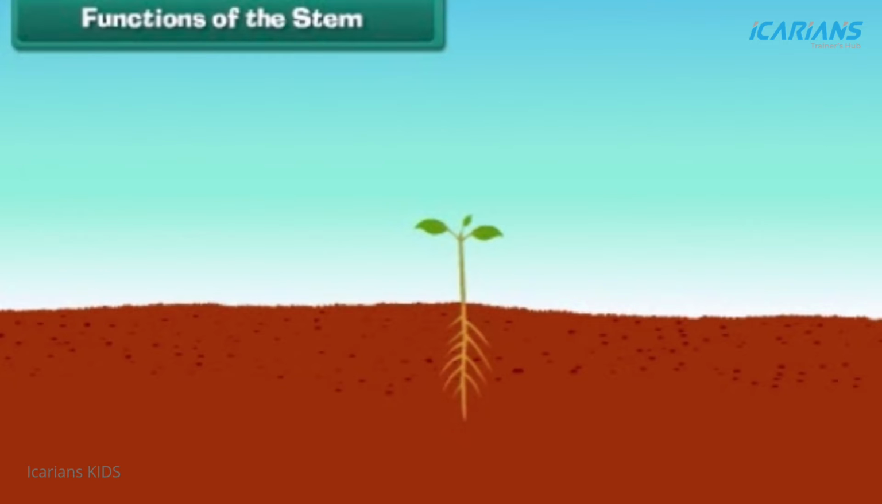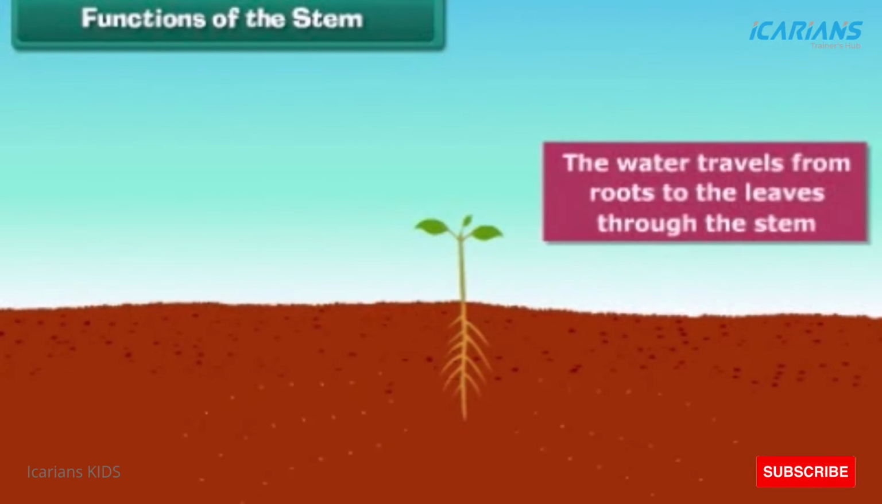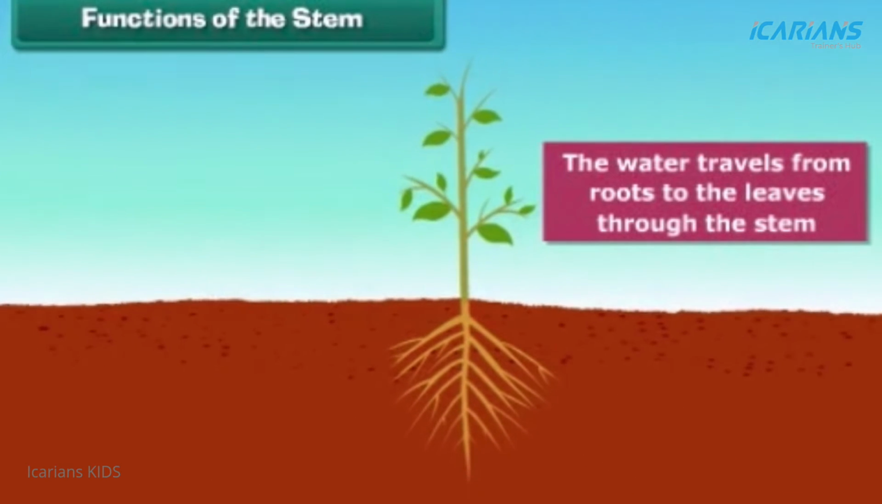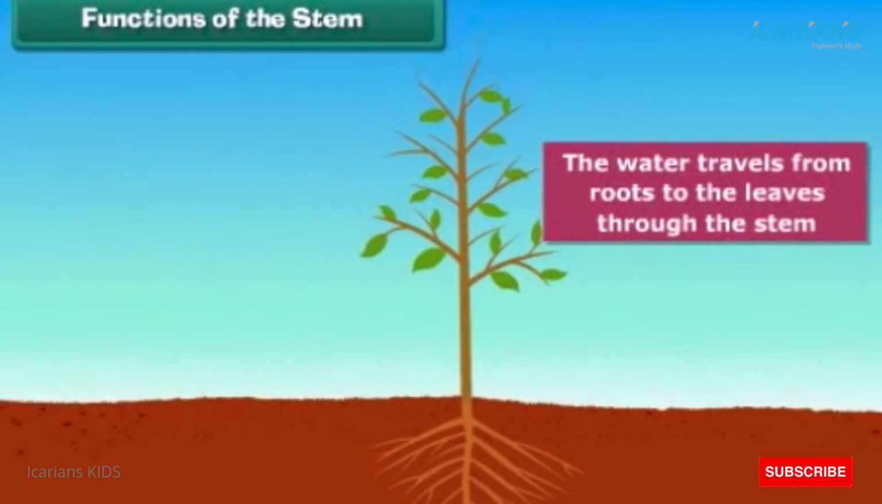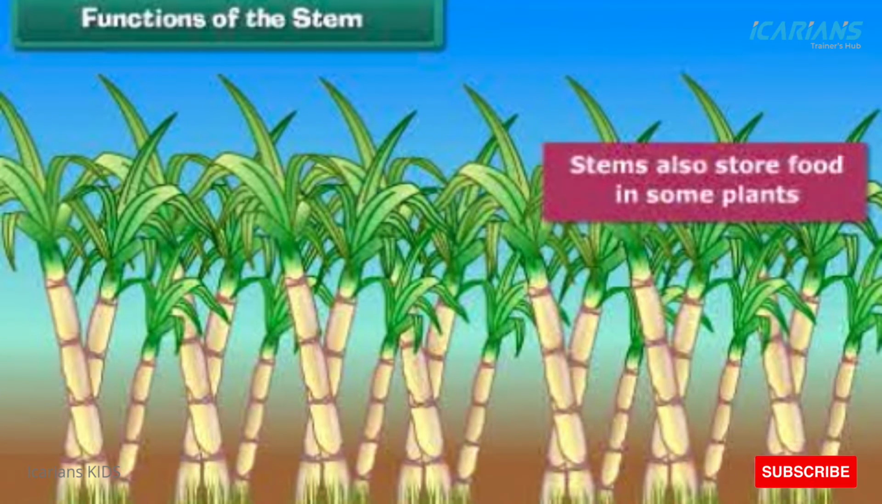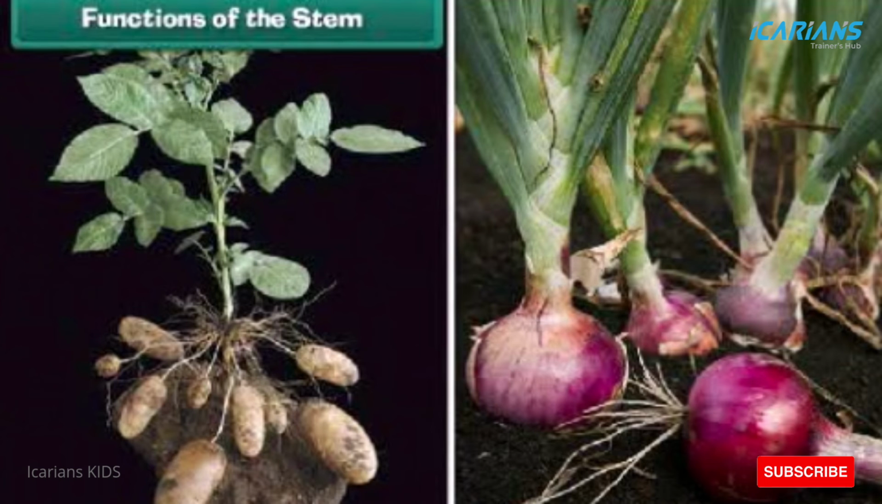Now let's focus on the main functions of stem in plants. The water taken in by the roots of the plant travels to the leaves through the stem. This water is used by the leaves to make food. It also carries food made by leaves to all parts of the body. Sometimes the food made by the leaves is stored in the stem, as in sugarcane. The other examples are potato and onion. We eat these stems and get nutrition.